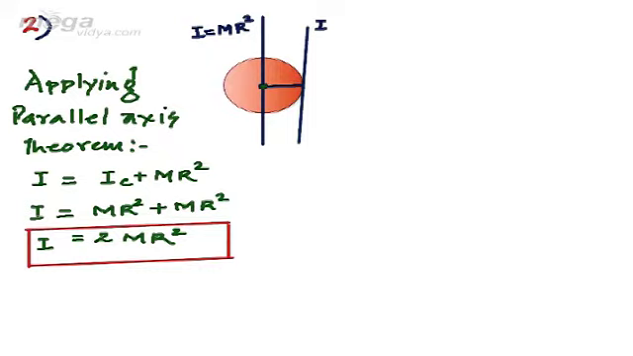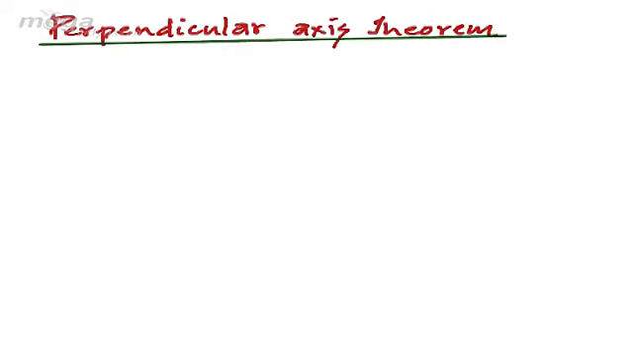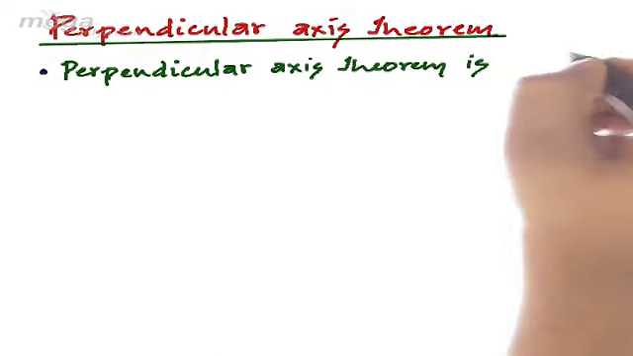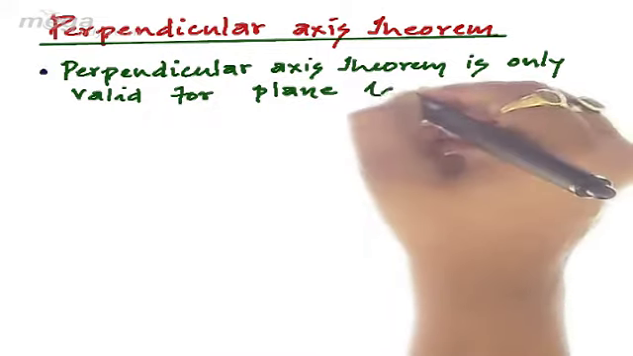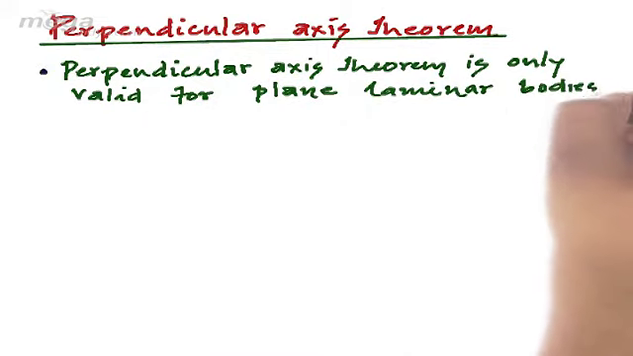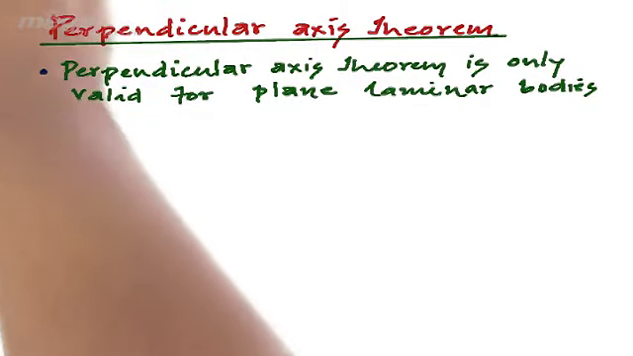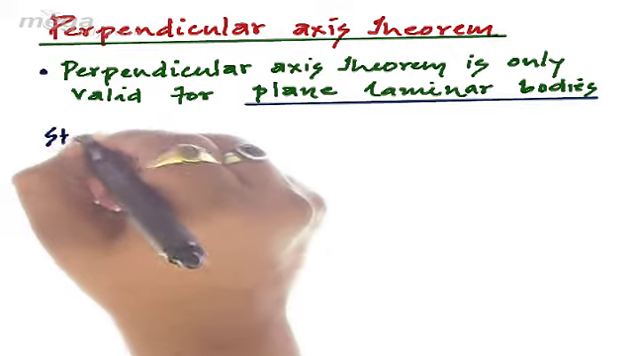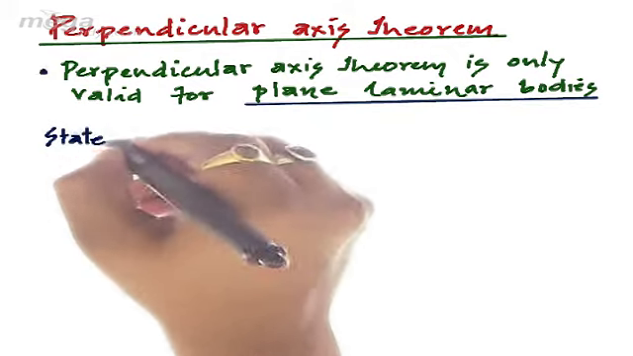Similarly, we can calculate the moment of inertia of any geometrical figure such as a disc, sphere, etc. Now let us learn the perpendicular axis theorem. Before knowing the statement of the perpendicular axis theorem, the first thing to keep in mind is that the perpendicular axis theorem is only valid for plane laminar bodies. Basically, plane laminar bodies means two-dimensional bodies having no thickness at all. Now let's see the statement of the perpendicular axis theorem.